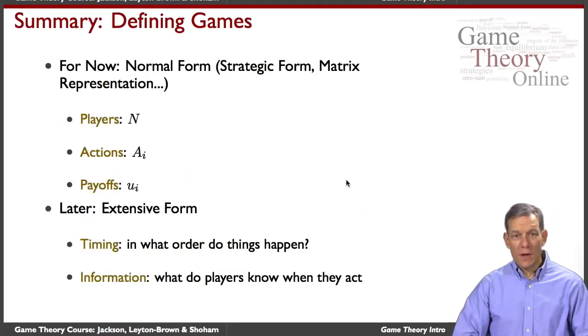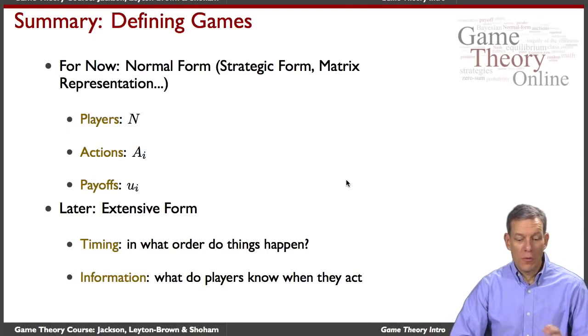Okay, so just in summary, in defining games, we have two different forms, a normal form and an extensive form. For now, we're starting with the normal form, with critical ingredients: players, actions, and payoffs. Later, when we get to the extensive form, that's going to bring in timing, information, and so forth. So extra things that will account for more detailed representations of the strategic interaction by players.